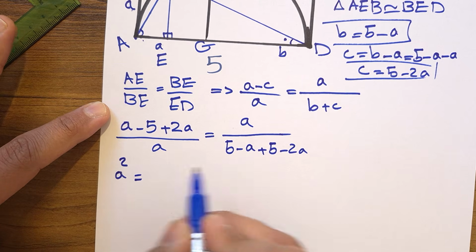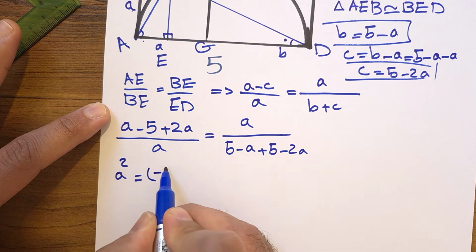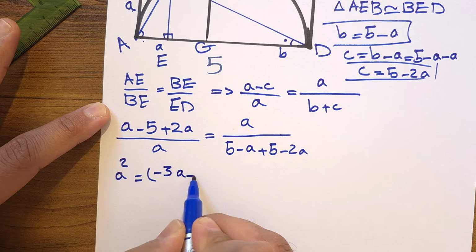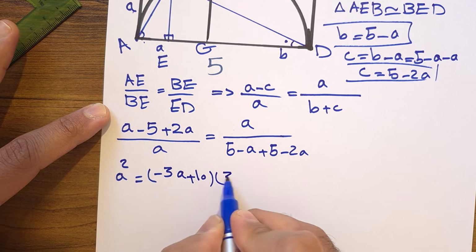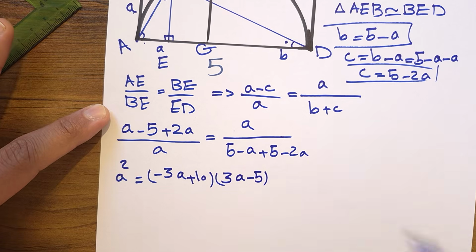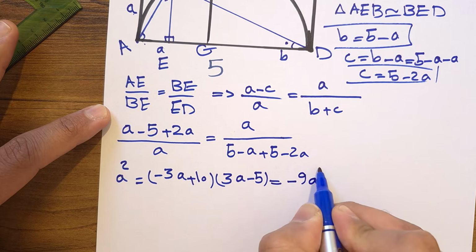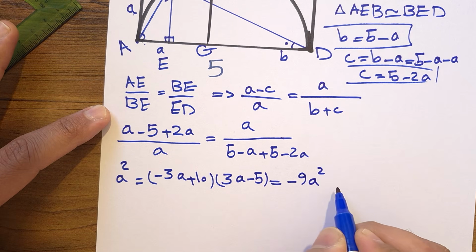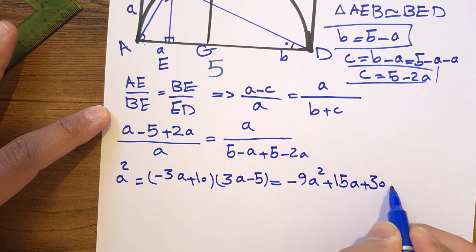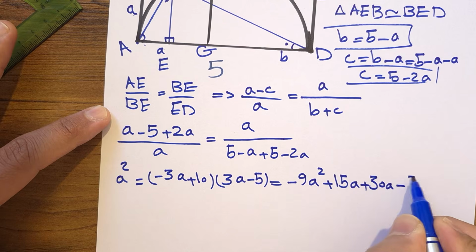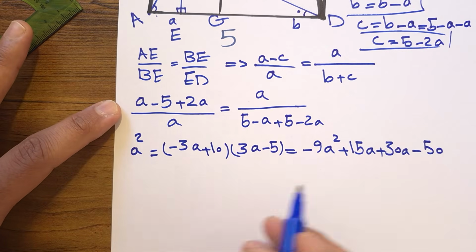So 5 minus A plus 5 minus 2A, which is minus 3A plus 10 times, so 2A, 1A, 3A minus 5. Okay, let's just expand further. So minus 9A squared plus 15A plus 30A, and then minus 50. Okay, so let's just bring all the terms to one side.